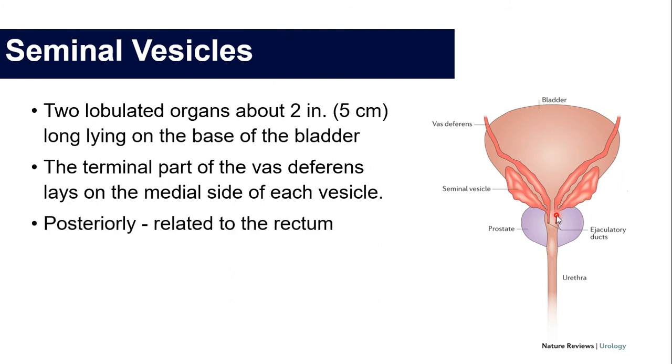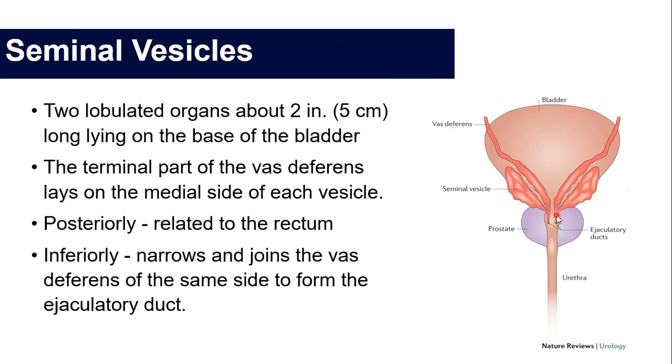Posteriorly, your seminal vesicles are related to the rectum, but inferiorly, each narrows and joins the vas deferens of the same side, as you can see here in the picture, to form the ejaculatory ducts, one on the left and one on the right. They consist of much coiled tube embedded in connective tissue. They function to produce a secretion that is added to the seminal fluid. The secretions nourish the spermatozoa, and during ejaculation, the seminal vesicles contract and expel their contents into the ejaculatory ducts, thus washing the spermatozoa out of the urethra. So that is the function of our seminal vesicles.